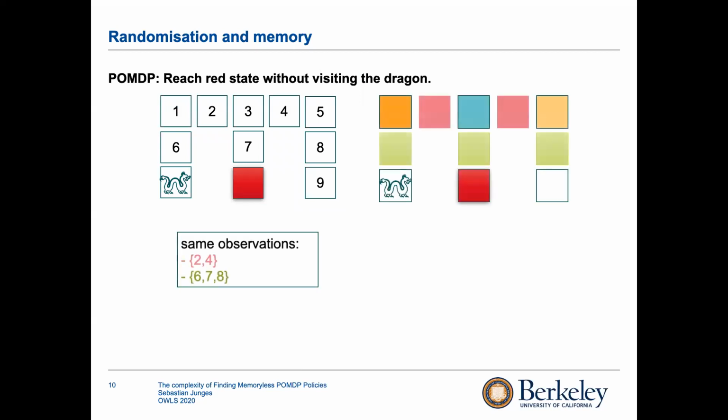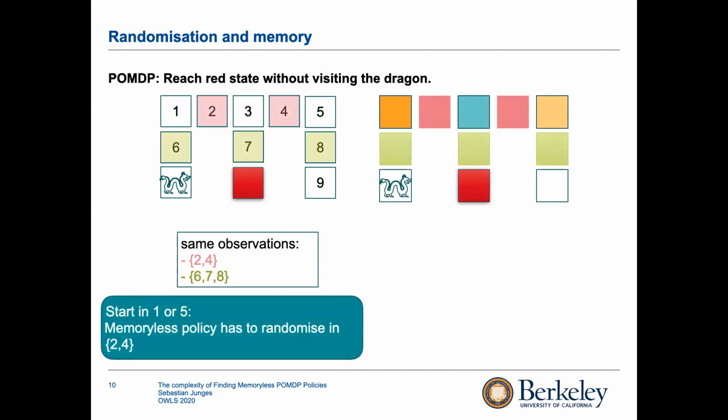And then what you get is this set of observations, and importantly, the states 6, 7, 8 share the same observation, and the states 2 and 4 share the same observation. And now let's assume that you start randomly in state 1 or 5. Then you can reach the red state with probability 1. And what you need to do is you have to randomize into 4.